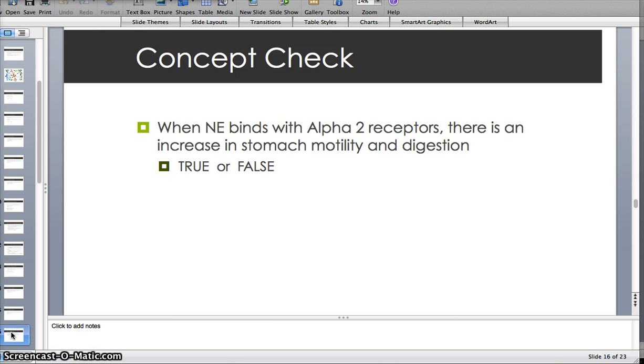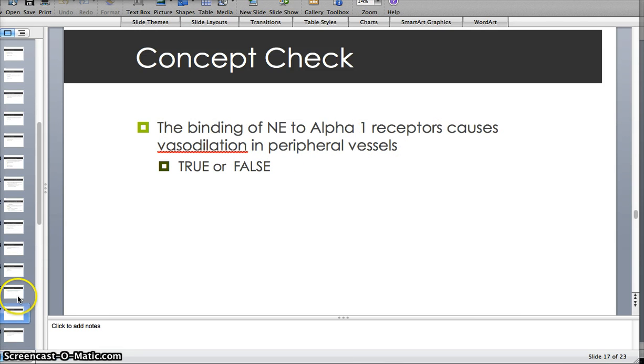Next one, when norepinephrine binds with alpha-2 receptors, there is an increase in stomach motility and digestion. Well, that's false. Remember, if it's 2, it's inhibitory, and it's going to be inhibiting that stomach from motility and digestion. Next, the binding of norepinephrine to alpha-1 receptors causes vasodilation in peripheral vessels. That is false. It causes vasoconstriction.